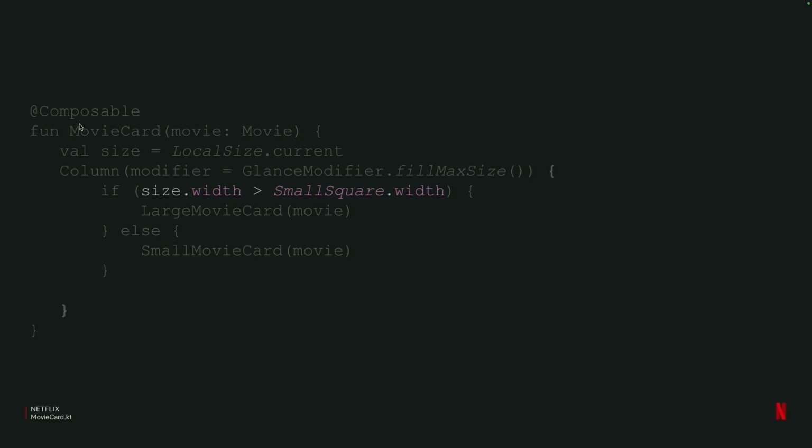And if your size mode was actually responsive, it would look something like this, where you just need to check if the size.width is greater than one of your companion objects. So in my case, it's a small square width. And I also just added a spacer at the end, just so that I have a little bit of space in between each movie card.